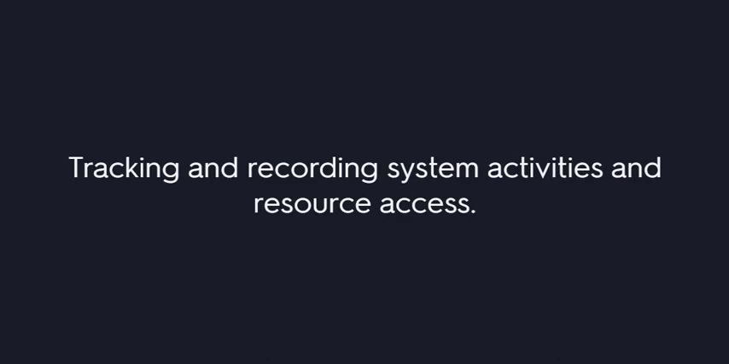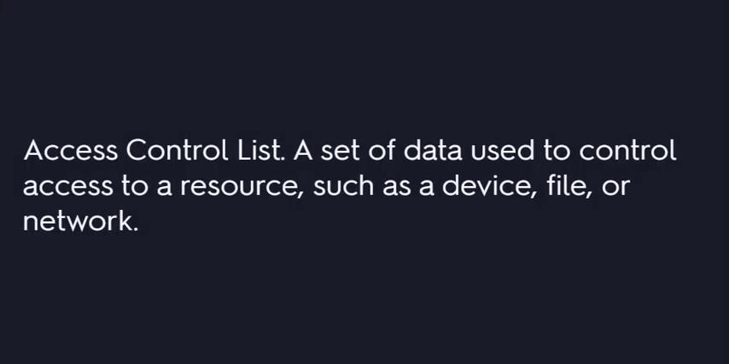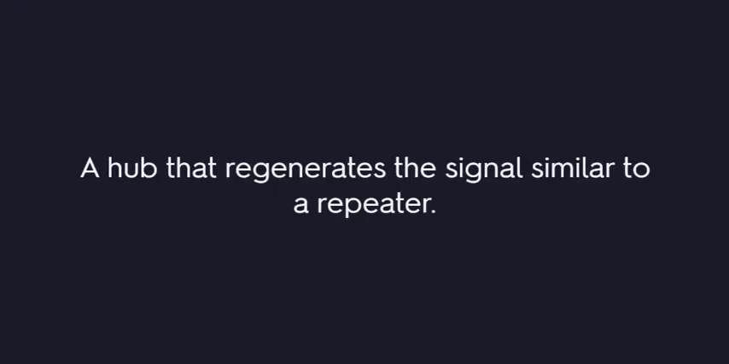Tracking and recording system activities and resource access. Accounting. Access control list, a set of data used to control access to a resource, such as a device, file, or network. ACL. A hub that regenerates the signal similar to a repeater. Active hub.